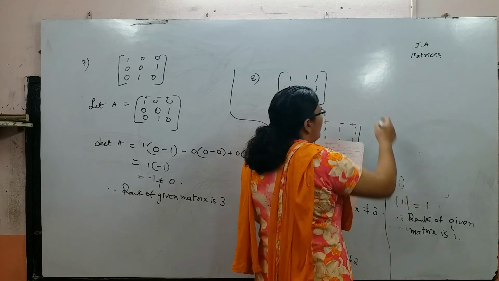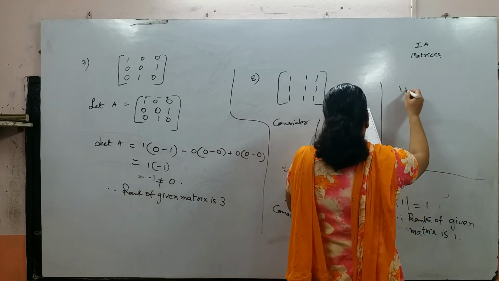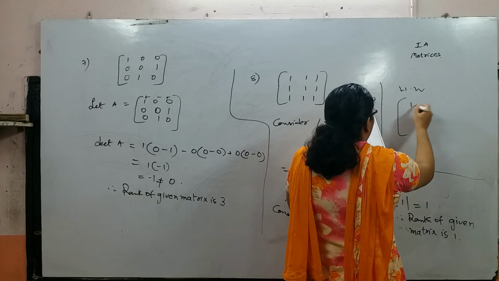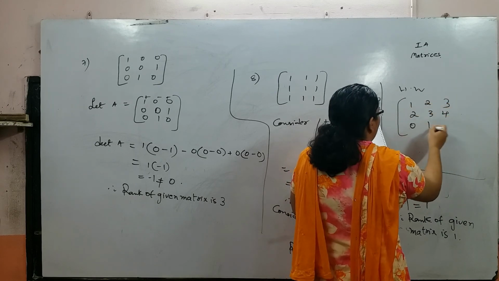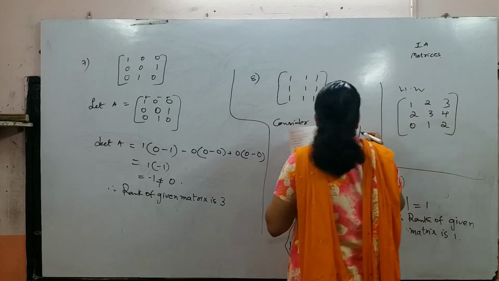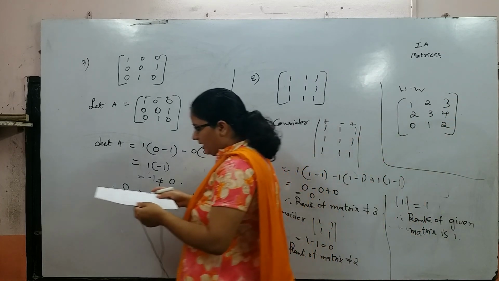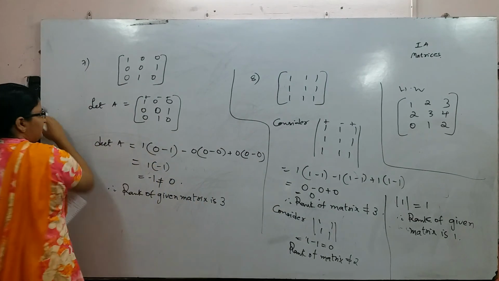I want you to take some problem for homework. Find the rank of the matrix 1, 2, 3, 2, 3, 4, 0, 1, 2. Find the rank of this matrix. Let us discuss one more problem.